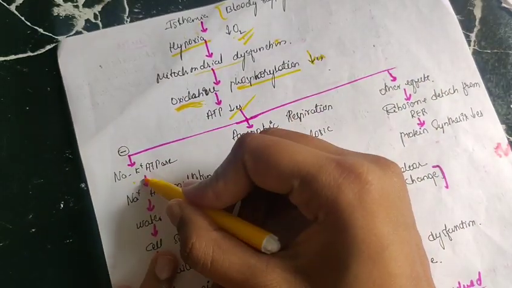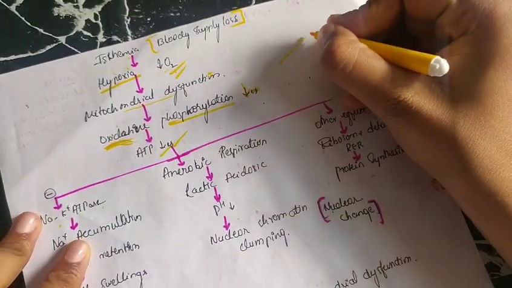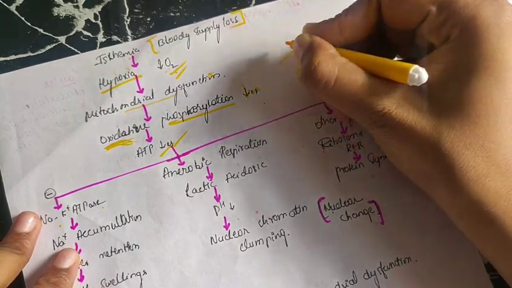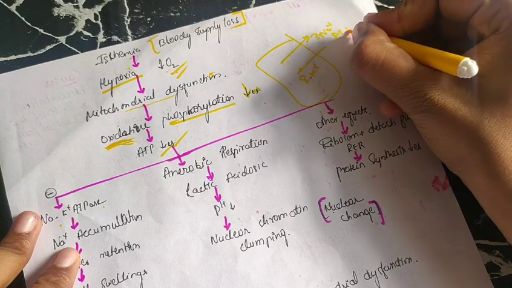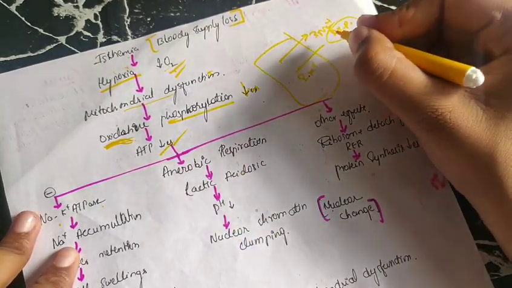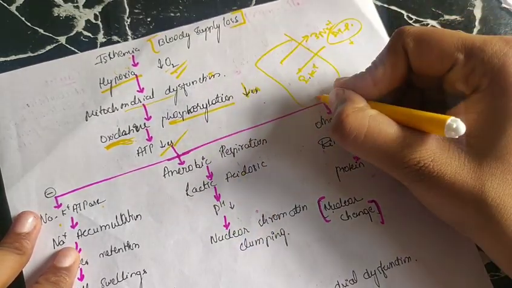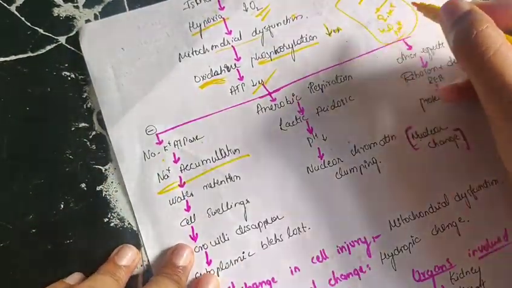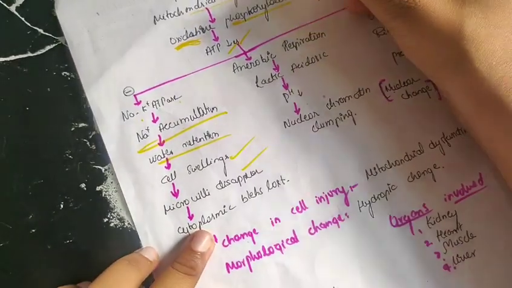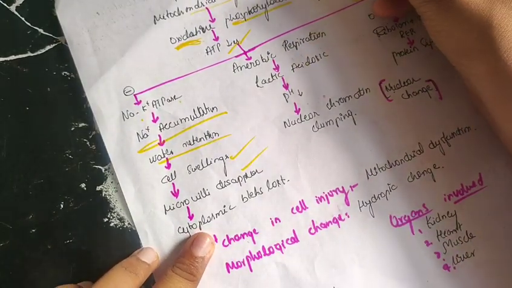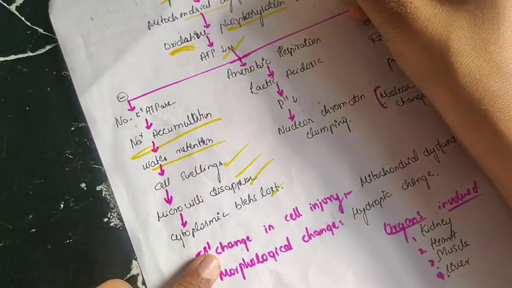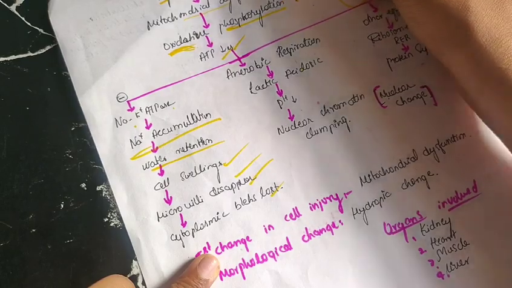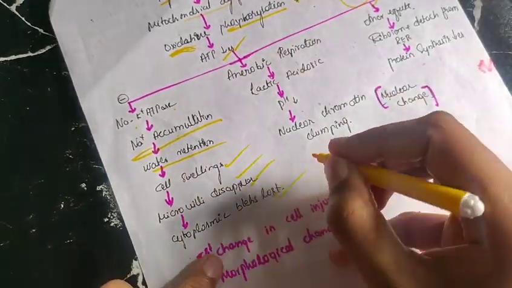ATP is required for the sodium potassium ATPase pump. I told you, 3 sodium are pumped out and 2 potassium are pumped into the cell by utilizing 1 ATP. But this ATP is depleted, so sodium starts accumulating inside. Water retention will be there, so cell swelling will be there, and the microvilli present on the cell membrane start disappearing. After their complete disappearance, the continued inward movement of water causes cytoplasmic blebs. This is one condition.